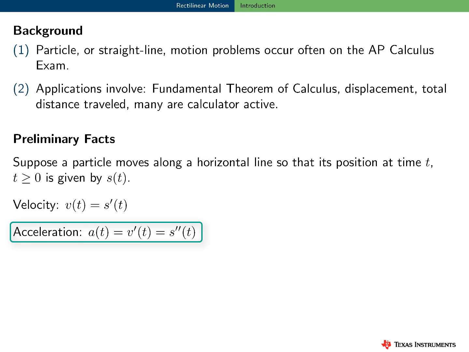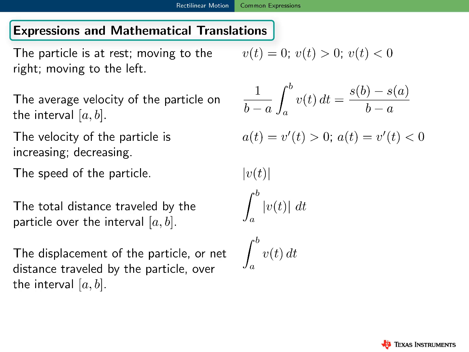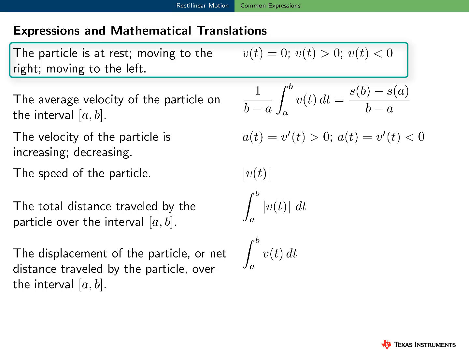Here's a list of some common key words and key phrases as they might appear in particle motion problems. And alongside each is a mathematical translation of each of those key words and key phrases. Let's suppose the question includes the phrase, "the particle is at rest." Well, that gets translated into mathematics as the velocity is 0. The phrase moving to the right or moving to the left means that the velocity is greater than 0 or that the velocity is less than 0.